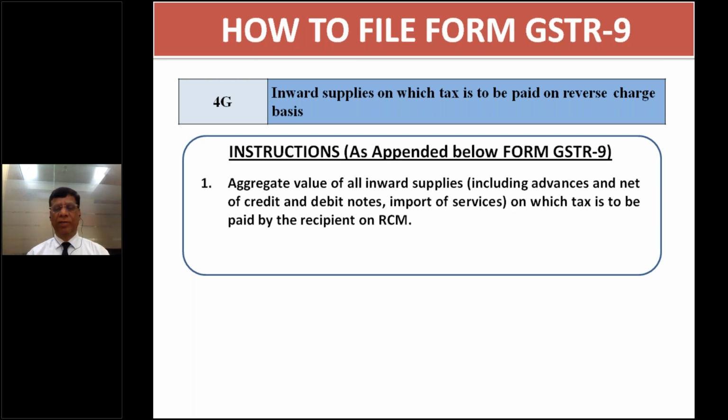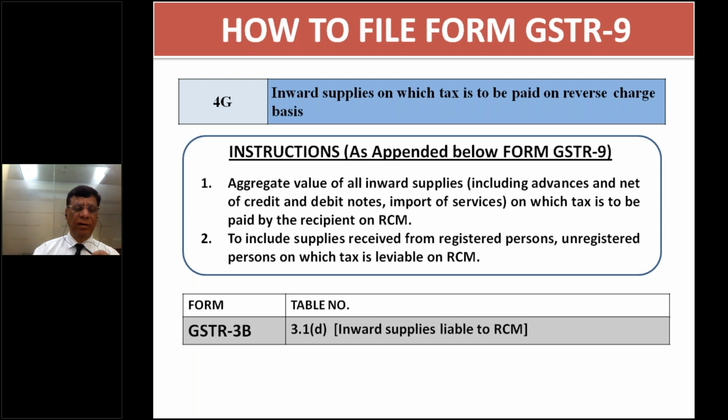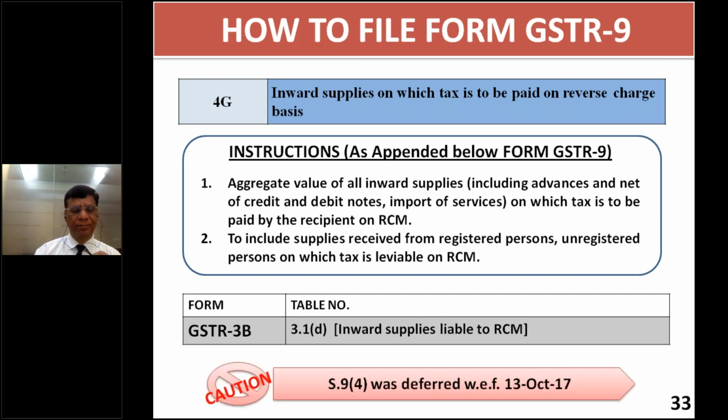Aggregate value of all inward supplies, including advances and net of credit and debit notes, import of services, on which tax is to be paid by the recipient under RCM, like GTA services, advocate services, etc. To include supplies received from unregistered persons on which tax is leviable on RCM. We all know that up to a particular period there was liability to pay RCM even on supplies received from unregistered persons. In Form 3B, such information is contained in Table 3.1d, inward supplies liable to RCM.